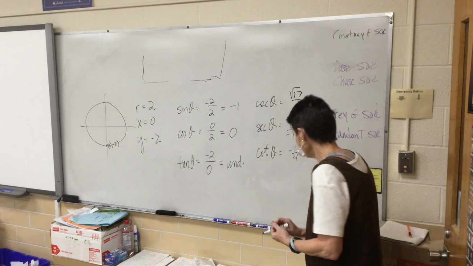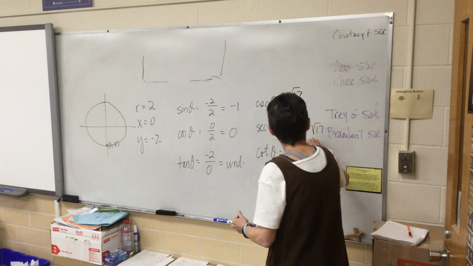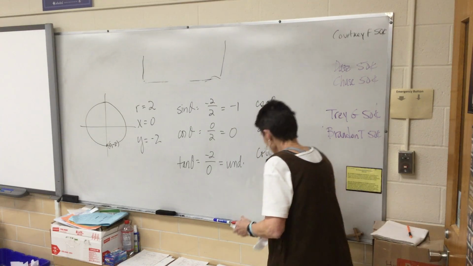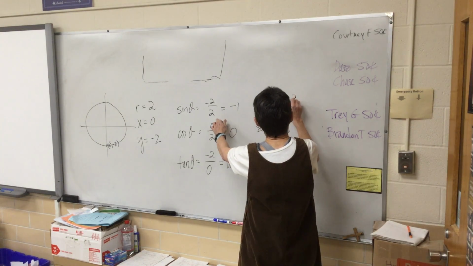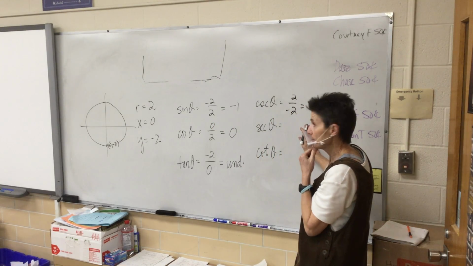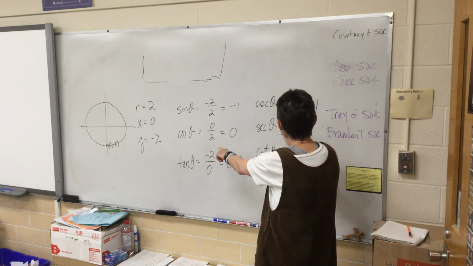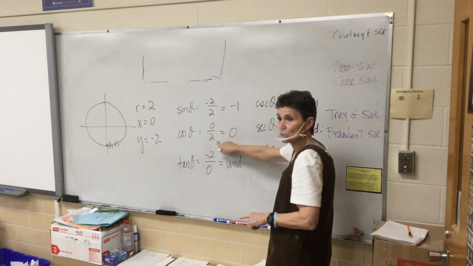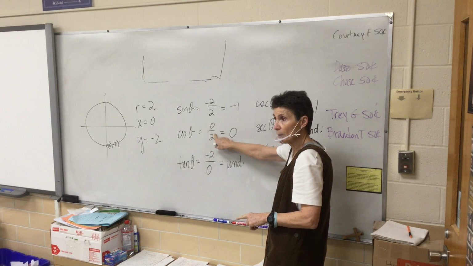Okay, now we're just going to flip them over. So here we go. We'll just flip them. So this is going to be 2 over negative 2, which is negative 1 again, right? This one, you're right, is going to be undefined because when you flip it, it becomes 2 over 0.